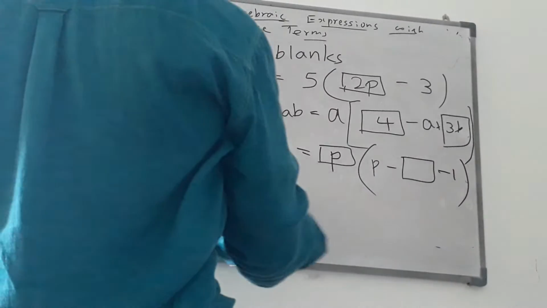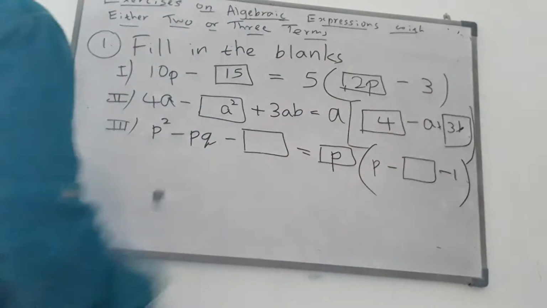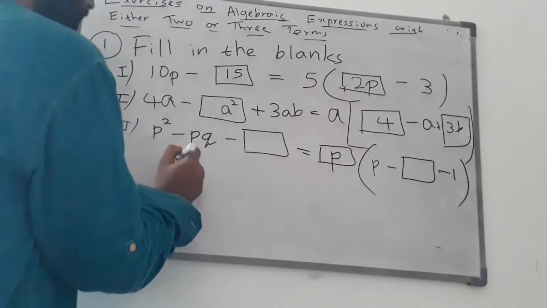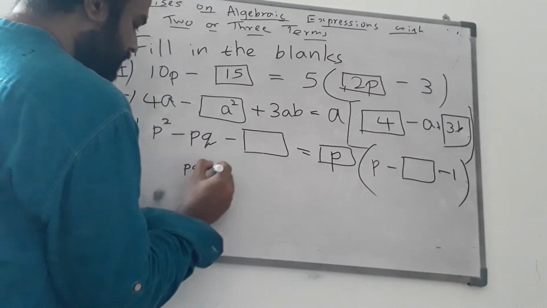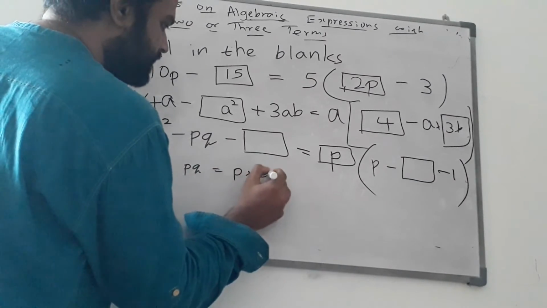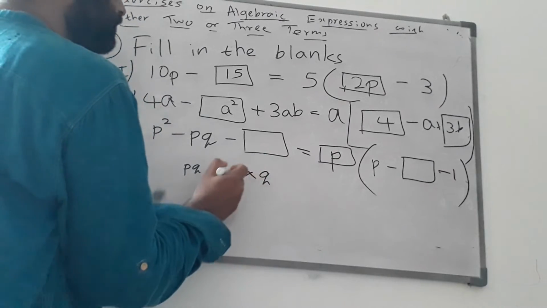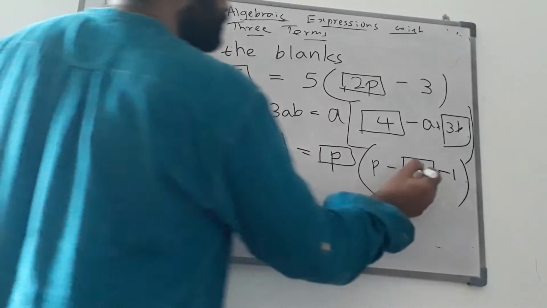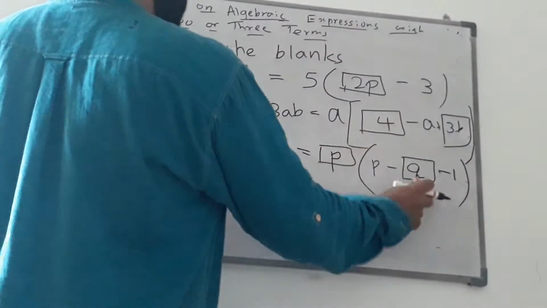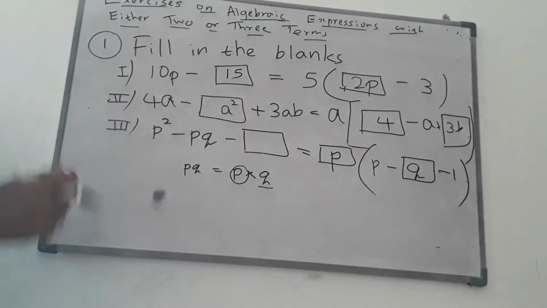P squared minus pq. Minus mark is here, p is taken out. pq means p times q. P has been taken out, so the remaining is q. This is q. P times minus q means minus pq.